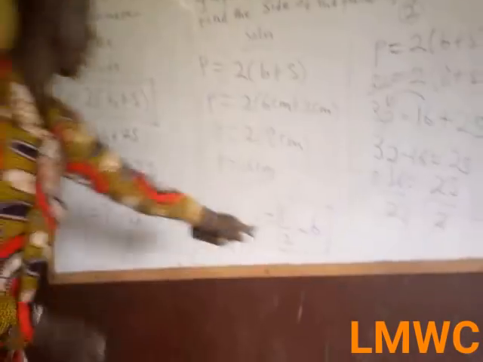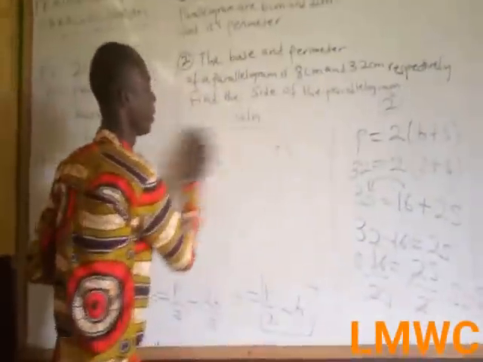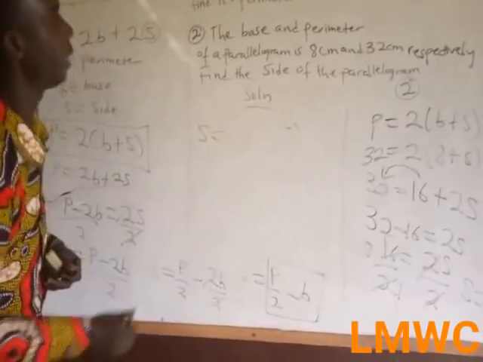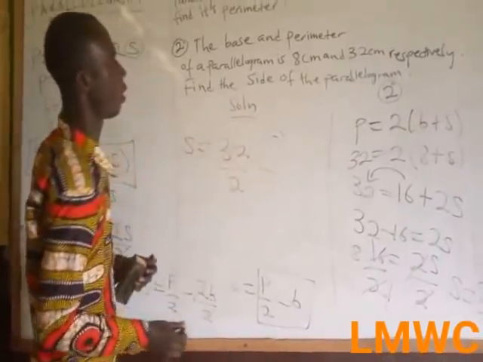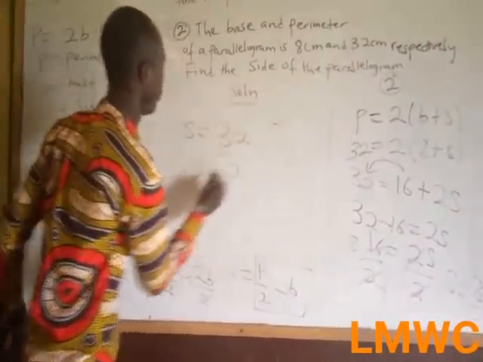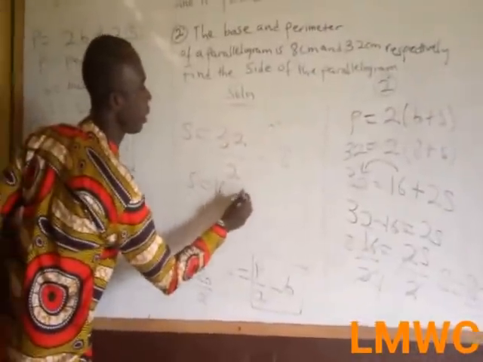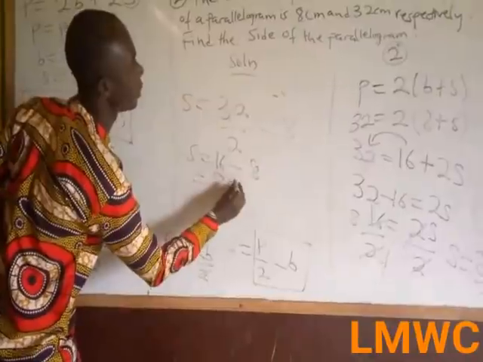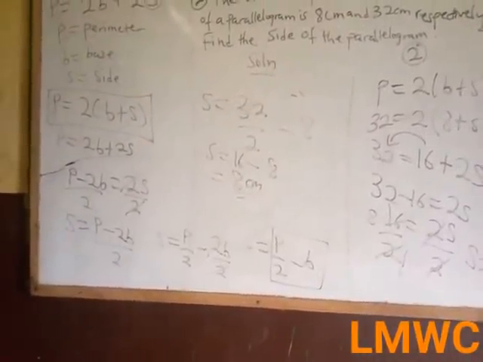So you can apply this one in solving. We can try. You will see we will get the same answer. Now, what is our P? Our P is 32. So 32 over 2 minus, what is our B? B is 8. So S is equal to 32 over 2, which is 16, minus 8. And 16 minus 8, we are getting what? 8 centimeters. You see, it's simple. The formula approach, once you know your formula.